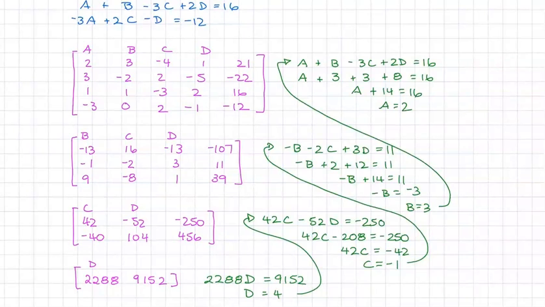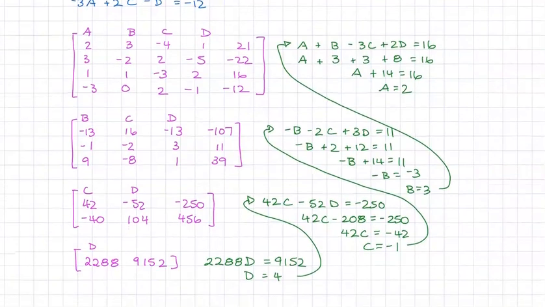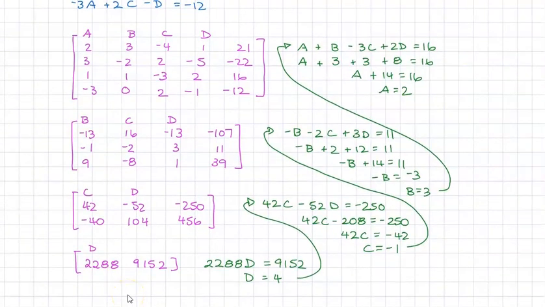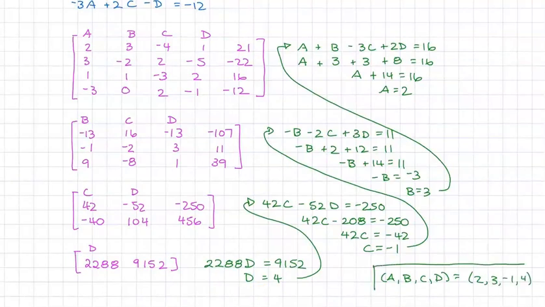And again, all of my work fits on one screen still. We have the original problem, I had to scroll up, but everything else fits on one screen. So a, b, c, d is equal to 2, 3, negative 1, 4. There we go. There's Gauss's pivotal method for solving systems of linear equations.